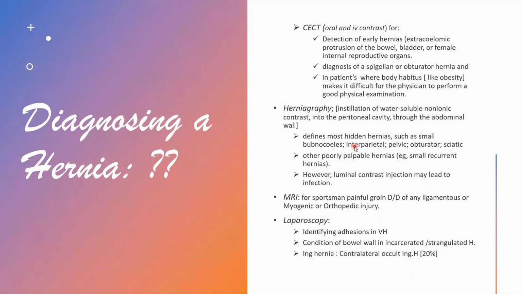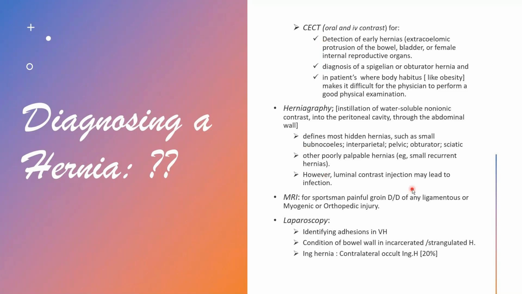Herniography. Herniography is nothing but visualization of the hernial sac by injecting a radio contrast into the peritoneal cavity. It defines most hidden hernias, like small hernias, interparietal hernias, similar to what we are looking at in CT. Herniography also defines the same thing.